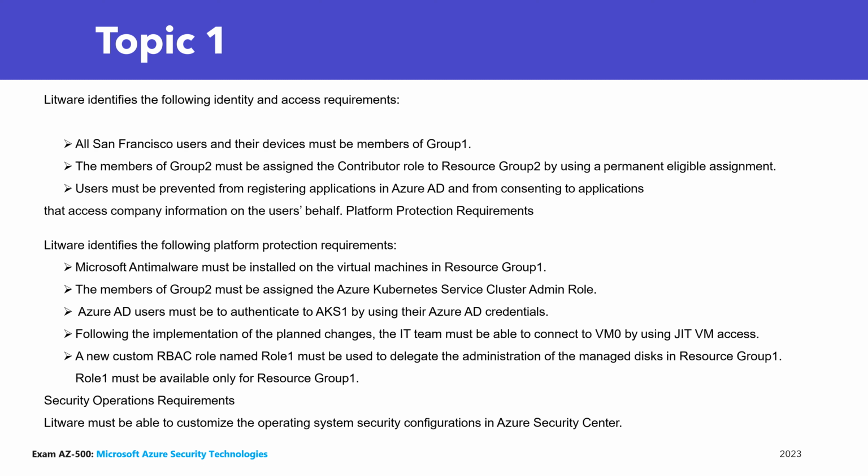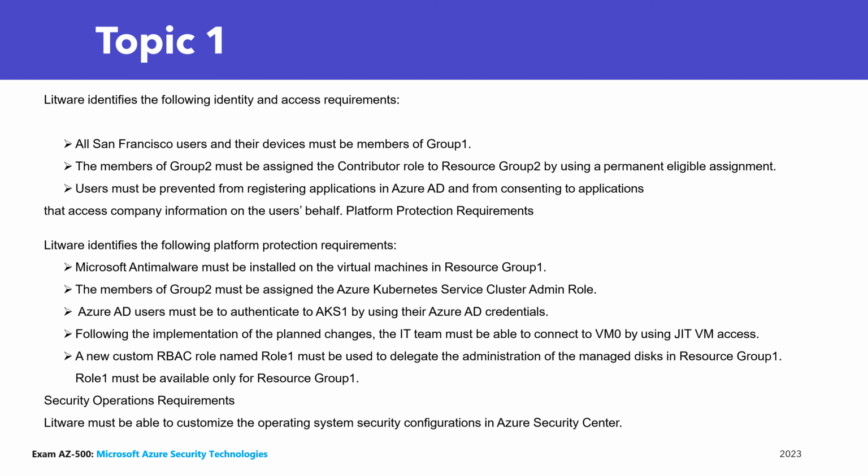Litware identifies the following platform protection requirements. Microsoft anti-malware must be installed on the virtual machines in Resource Group 1. The members of Group 2 must be assigned the Azure Kubernetes Service Cluster admin role. Azure AD users must be able to authenticate to AKS1 by using their Azure AD credentials.